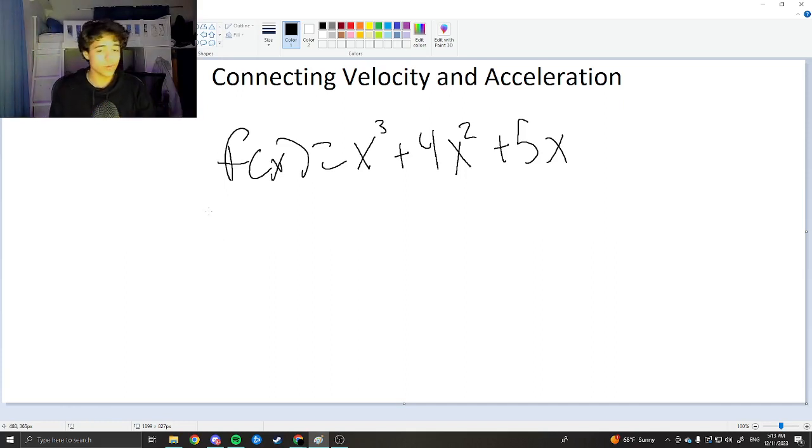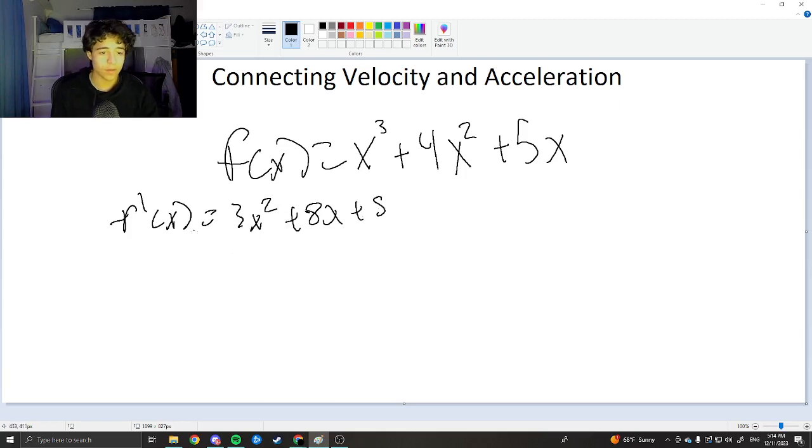So to do that, we're going to have to find the concavity and find when it's speeding up and slowing down and put it all together and see where it overlaps. So the first thing we're going to have to do is find f prime of this function, which is going to be 3x squared plus 8x plus 5. Then we're going to want to find the second derivative, the acceleration of this function, which will just derive this, and we'll get 6x plus 8.